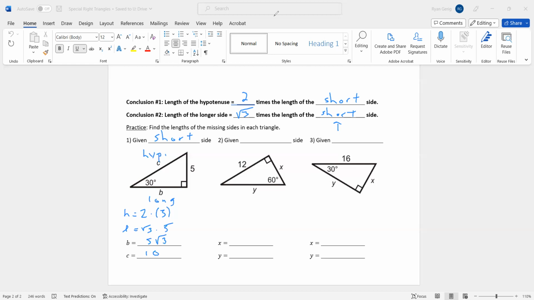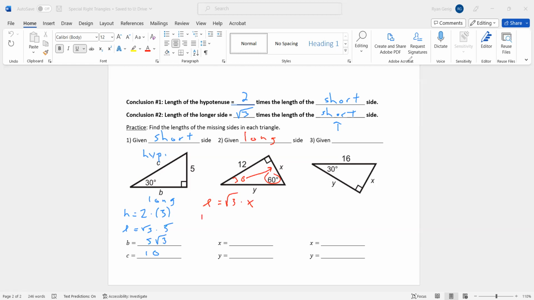What happens if I give you the long leg? Usually this one's actually the hardest. Well, if I give you the long leg, I have to start with conclusion number 2. Conclusion number 2 is the only one that involves the long leg. So I need to start there. So the long leg equals the square root of 3 times the short leg. And the short leg here is x. Hopefully you see it. It's always across from the 30-degree angle. If this is the 60, this is the 30. So the short leg is x.